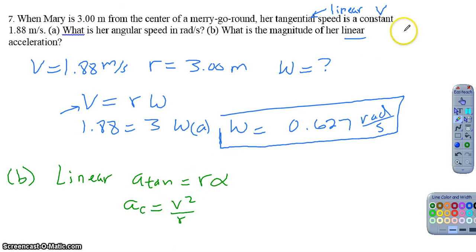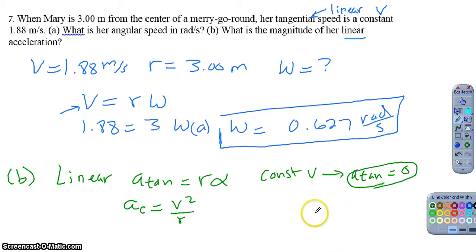Well, in this case, she's moving at a constant tangential velocity. If we know she's moving at a constant velocity, that tells us the tangential acceleration needs to be equal to 0, because she's not picking up any speed, and she's not slowing down. So this does simplify this particular problem a lot. I do not have to worry about the tangential acceleration, which means the only other form of linear acceleration I have to worry about is my centripetal.